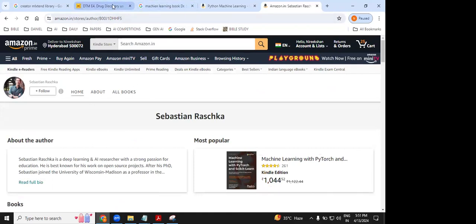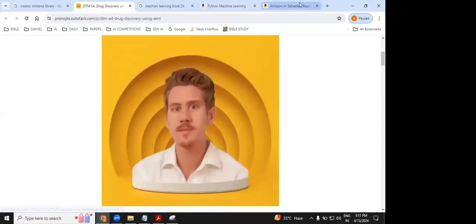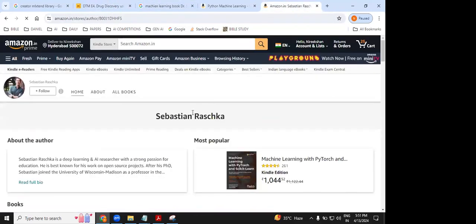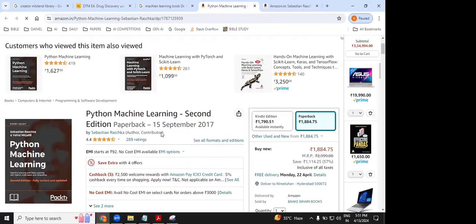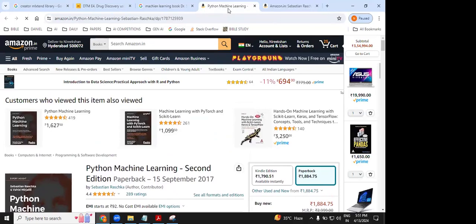I hope you can see here actually. He created this library. He had written one ML book also. Seriously, a very good book, but not required actually. You don't need to buy. Let's move to the discussion.